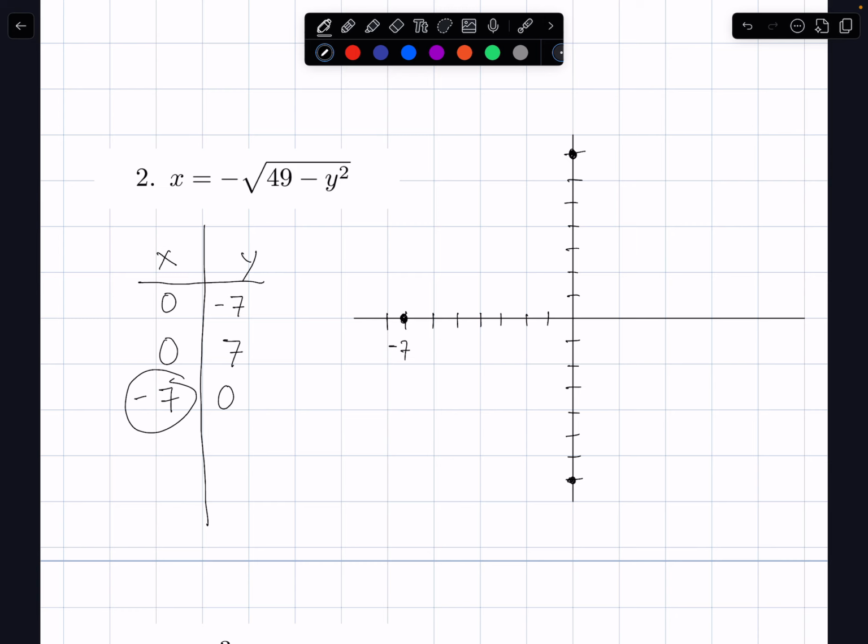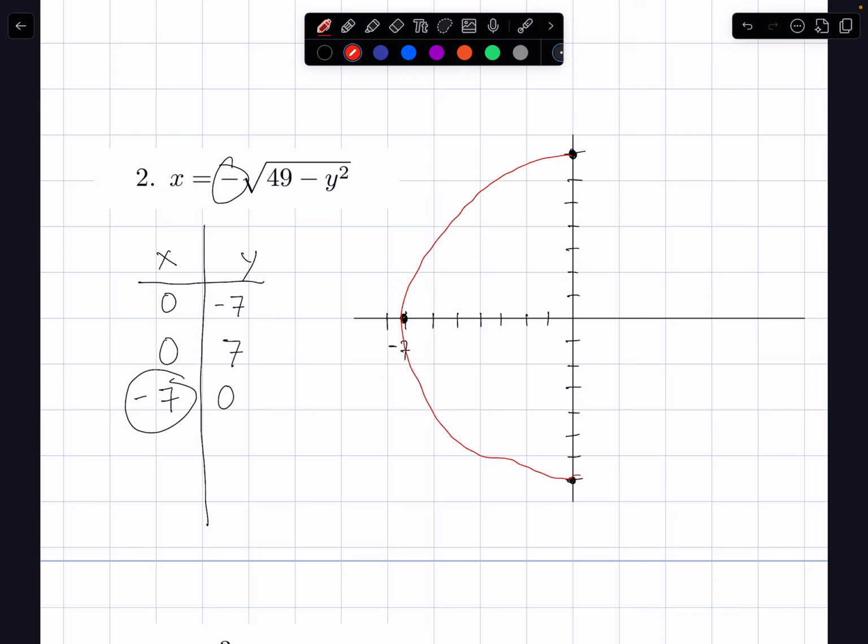So again, I have a semicircle. This time, because it's x equals some square root of something minus y squared, it's going to be a vertical semicircle. And this negative makes it on the left side, as opposed to where it normally would be, on the right side. Okay, so again, we'll try to draw a semicircle.